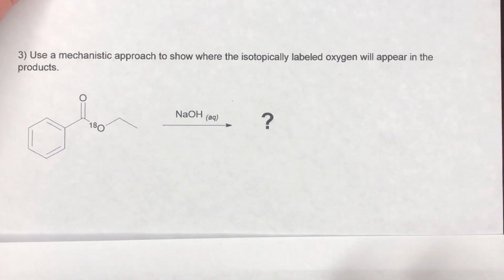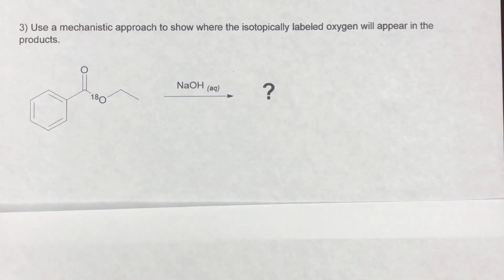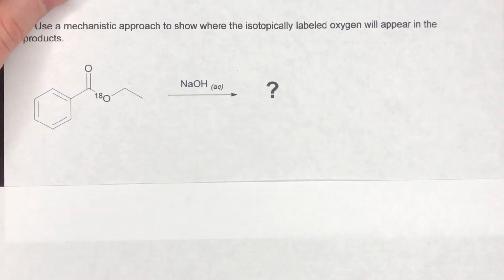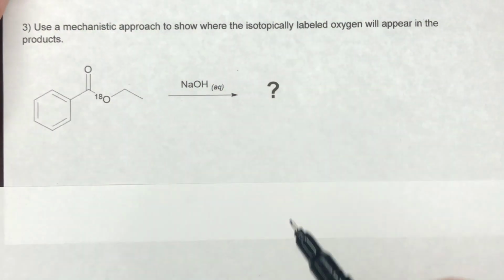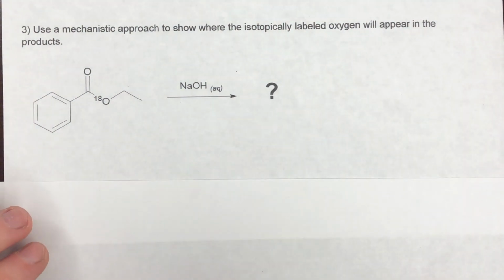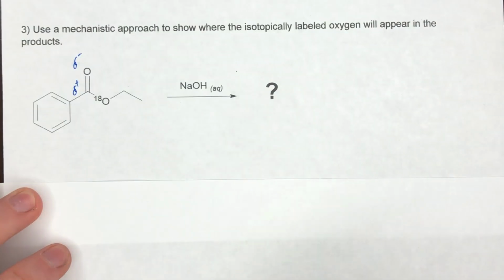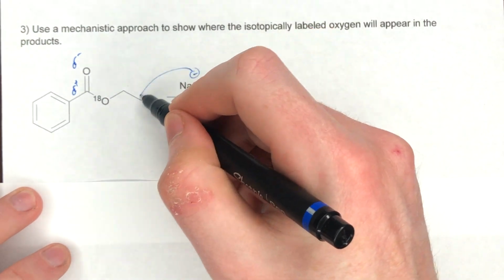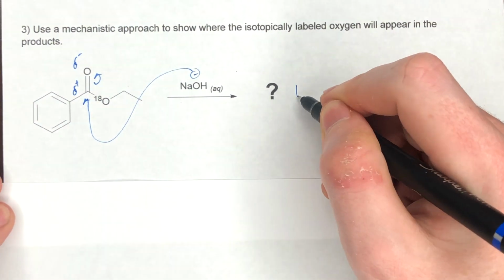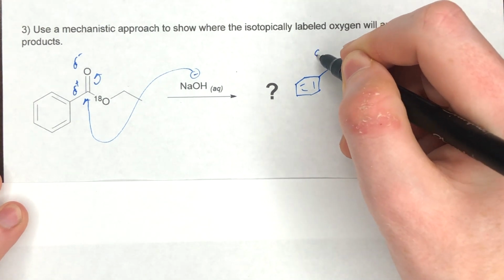Okay, moving on. Here we are asked to use a mechanistic approach to show where the isotopically labeled oxygen will appear in the mixture of products. So here we have oxygen 18 labeled at the ester group, and we have aqueous NaOH. So initially we recognize that the carbonyl is electrophilic. So we're going to have a nucleophilic addition to that position like drawn here. So this is step one of the mechanism, creating this tetrahedral intermediate.